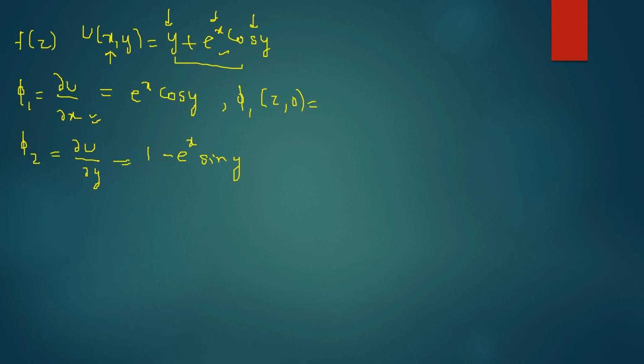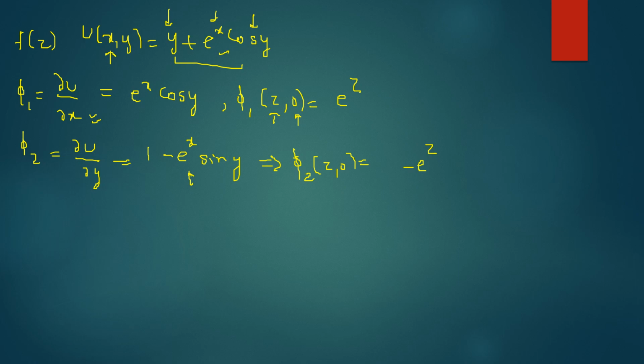Now you have to find phi 1 at (z, 0) in order to use Milne Thomson. So you put z in place of x, so e raised to power z, and in place of y you put 0, so cos 0 is 1. Here again you find phi 2 at (z, 0), so it gives minus e raised to power z, then y is 0. Y is 0 means sin 0, that is 0. So phi 2 will be 0 only, correct?